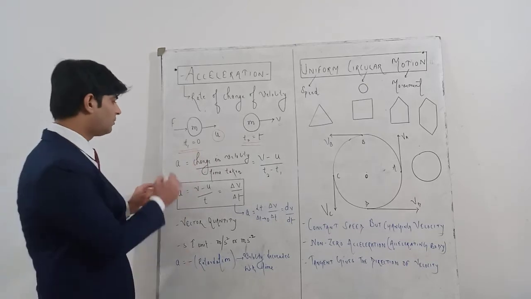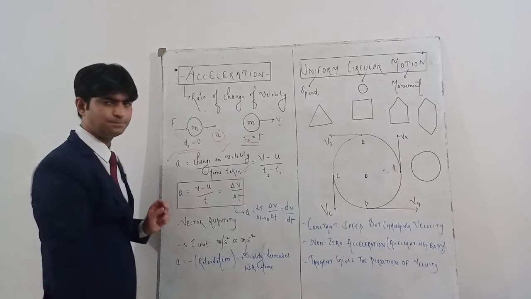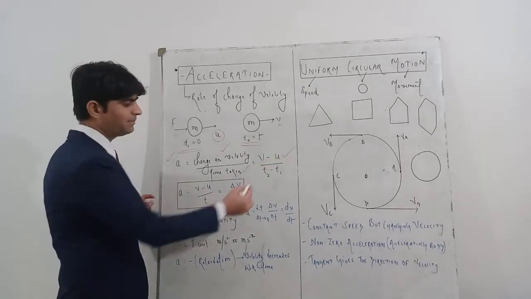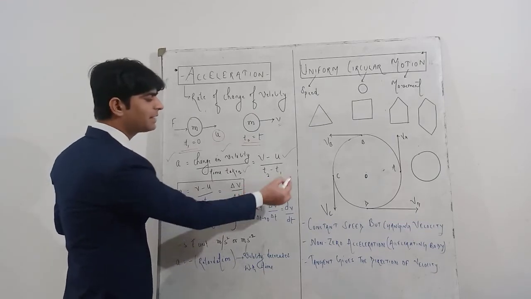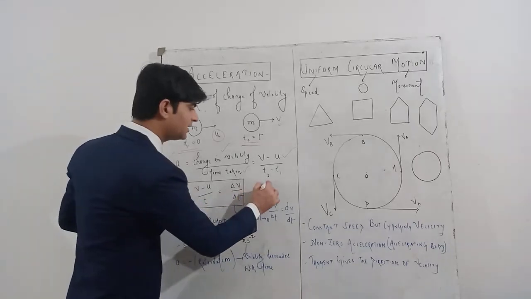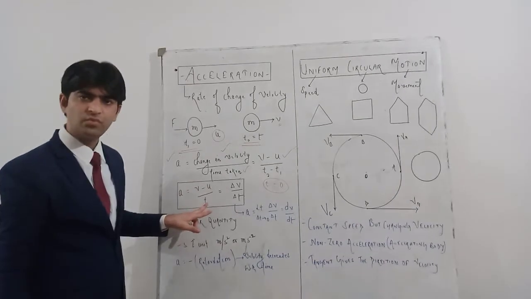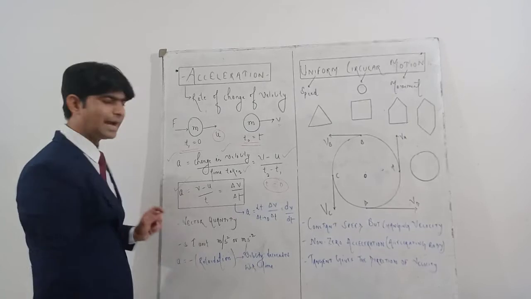So the formula for acceleration is change in velocity upon time taken. Change in velocity is v minus u, and time taken is t2 minus t1. t2 minus t1, that means you will write t minus 0. Okay, t minus 0 will be t. Here we have to write t minus 0. So it becomes v minus u divided by t. This is the formula for acceleration.